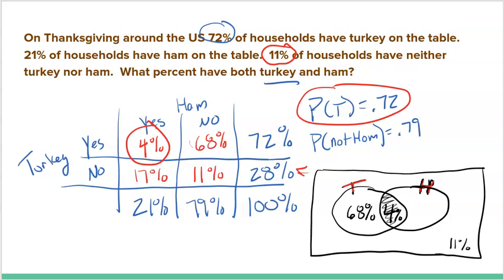And then the ham part over here, the whole ham circle needs to add up to 21. So this would be the 17% that have just ham and no turkey. So that way the whole ham circle adds up to 21%, but the 17% is very specific. And then the 11% is the people that are left out. So hopefully that makes sense.